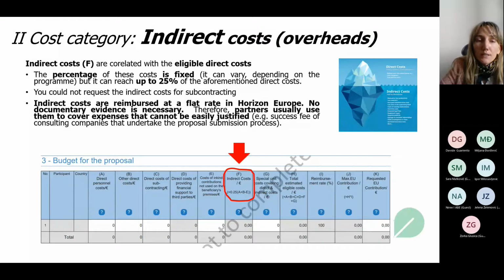And finally, these costs are reimbursed at a flat rate in Horizon Europe. They are very popular because no documentary evidence is necessary, so no justification at all. Partners usually use them to cover some expenses that cannot be easily justified, for example, the success fee of consulting companies that undertake the proposal submission process.